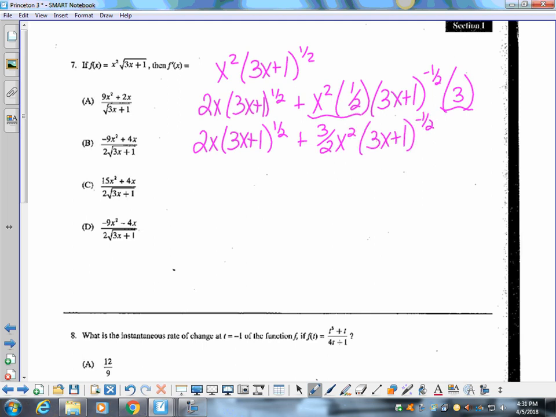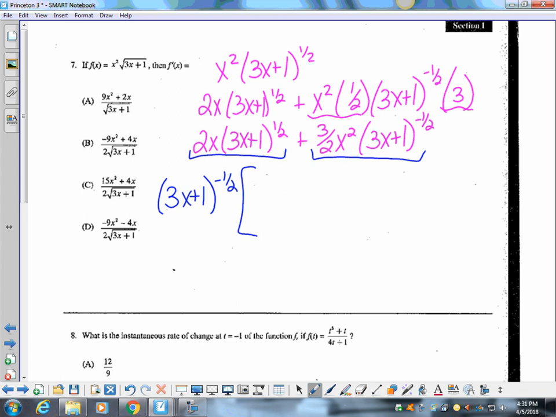Don't write him on the bottom because now look at this. Two islands. They both have a 3x plus 1, but they are different powers. Remember which one we're supposed to take out. It's always the smallest one, so it's going to be the negative. So I'm taking out the 3x plus 1 to the negative 1/2.